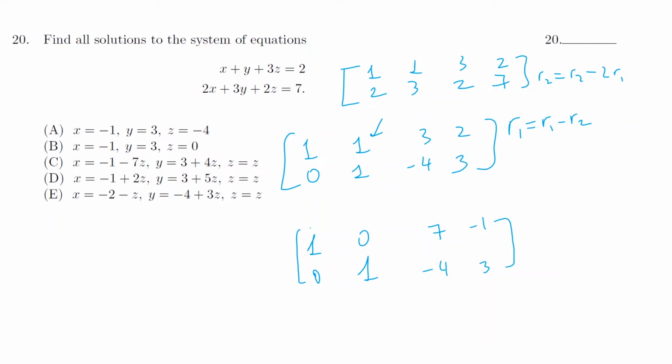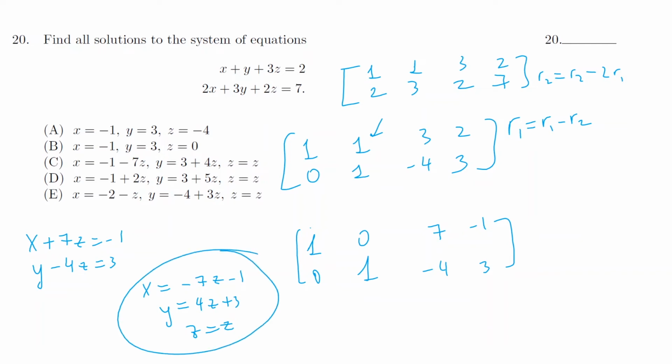So now my goal is to say x plus 7z equals -1, and y minus 4z is equal to 3. So my x equals -7z minus 1. My y is equal to 4z plus 3. My z is equal to z. That's my final answer. And let me just find which one of these will work. It looks like it's C.